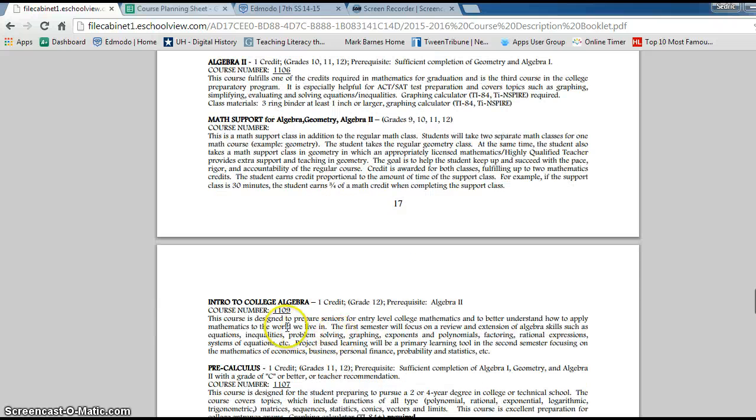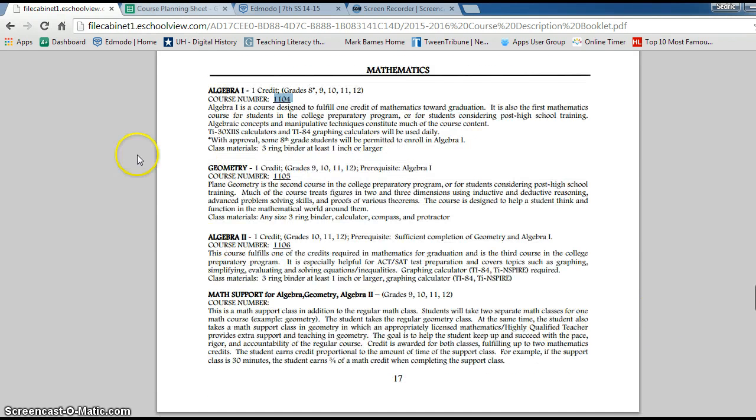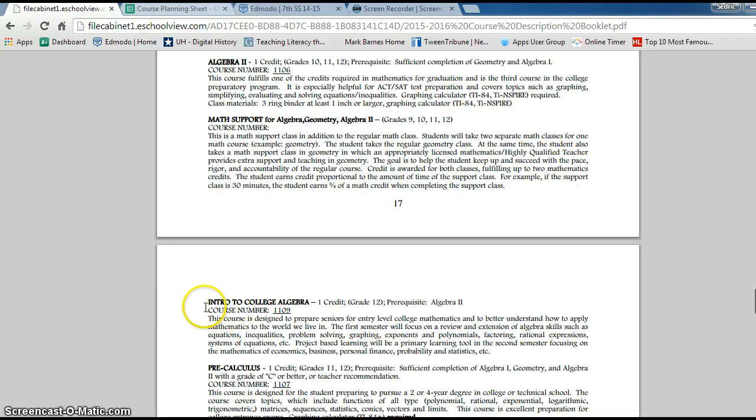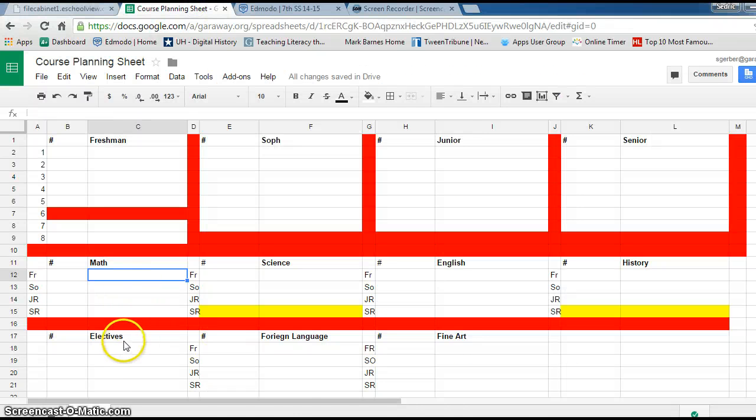Now, other courses that are available: Intro to College Algebra, 1 credit. It's only eligible for seniors, and the prerequisite is that you took Algebra 2. So in reality, if I was laying out my schedule, I might take Algebra 1 my freshman year, Geometry my sophomore year, Algebra 2 my junior year, and then I could take this Intro to College Algebra my senior year, and that would fill up my course requirements.